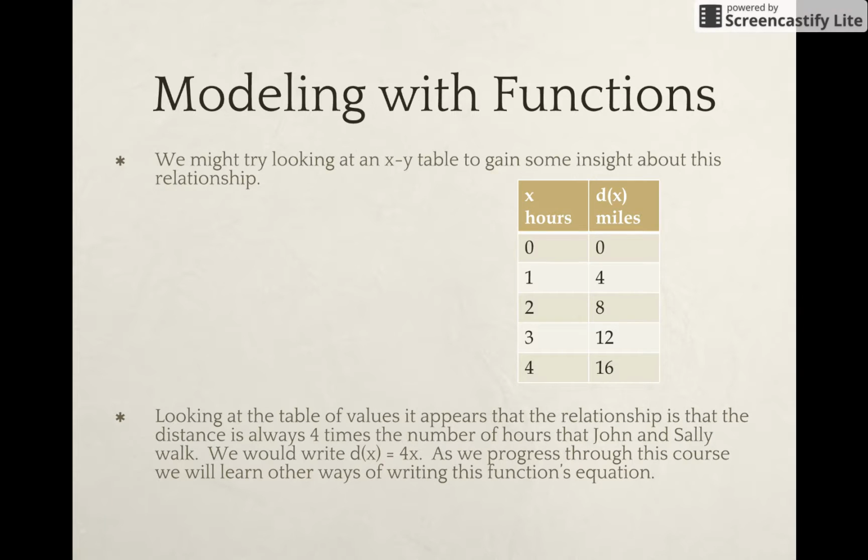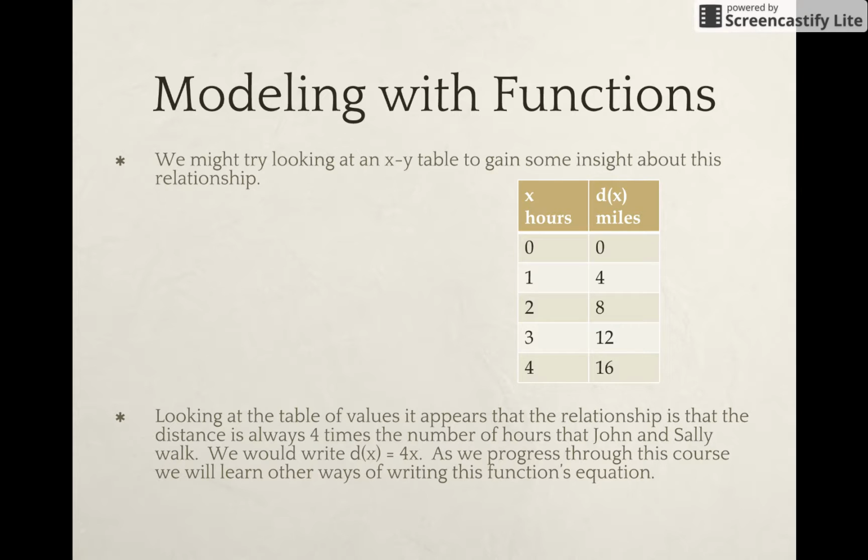One way we might start coming up with this equation relationship is to look at an xy table. If John and Sally walk 0 hours, then they will have gone, of course, no miles. If they walk 1 hour, they go 4 miles. If they walk 2 hours, they go 8 miles. 3 hours, 12 miles, so on. And so it appears that relationship should be that the distance is always 4 times the number of hours. And so that's d of x equals 4x.